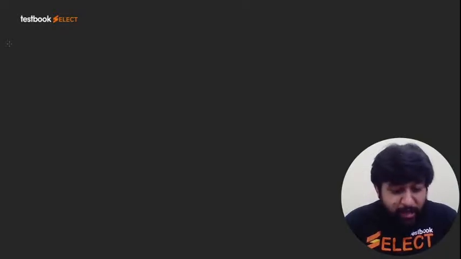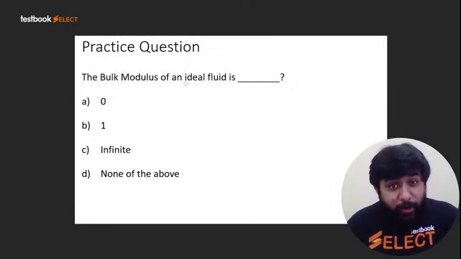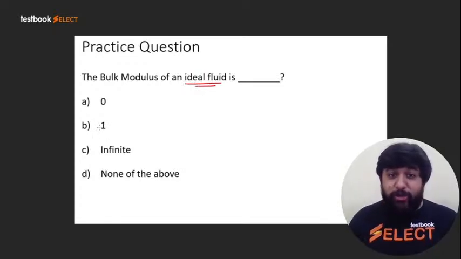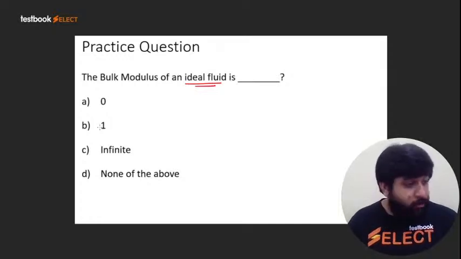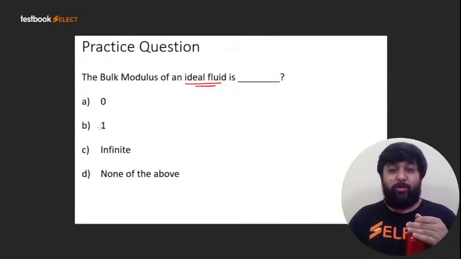The question says, the bulk modulus of an ideal fluid is. Now what do you mean by ideal fluid? What do you mean by ideal fluid and what is the answer of this? There are some options given to us. The bulk modulus of ideal fluid is 0, 1, infinite, none of the above. Who would like to give me the answer? Akshay, Sachin, anyone. What will the answer be?